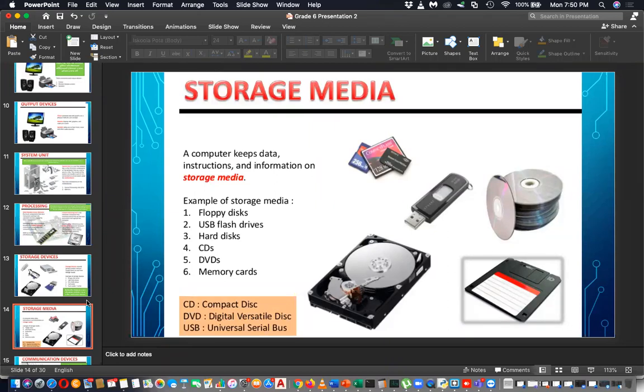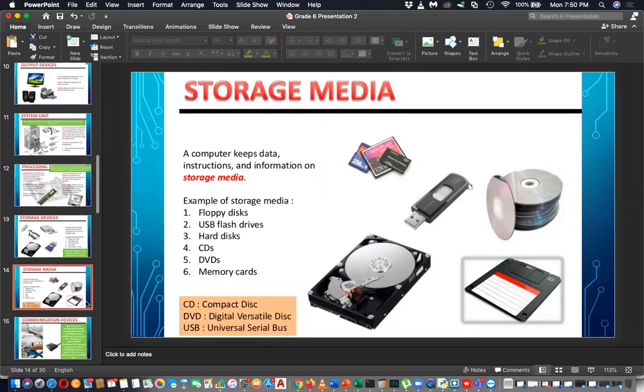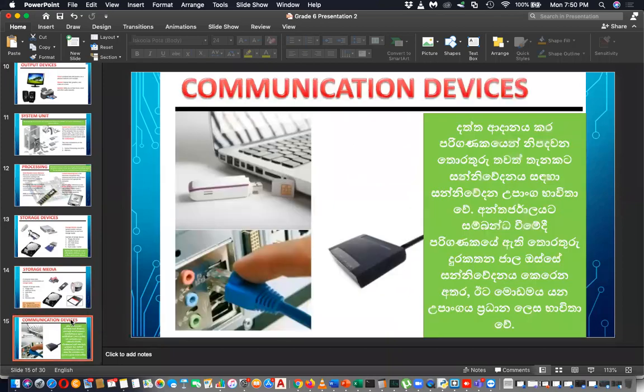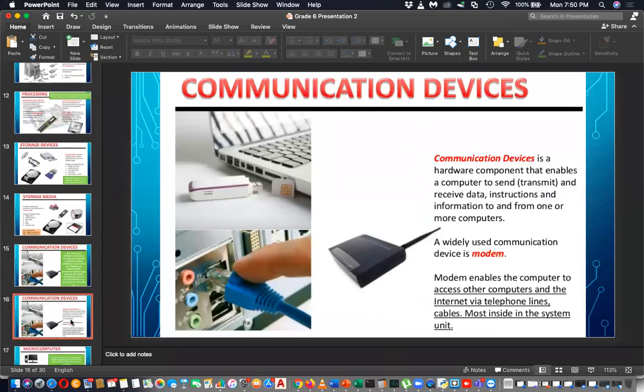Then let's move to the next one and the last one. The last type of components that you can see in your lab is called communication devices. So what is this? Dongle. You can notice this SIM, no? It is a dongle, a USB dongle.